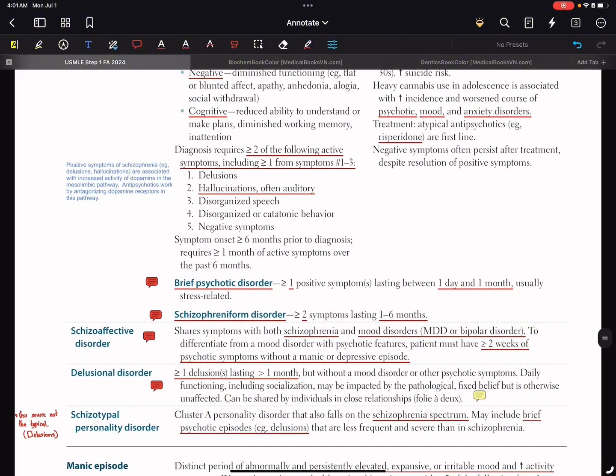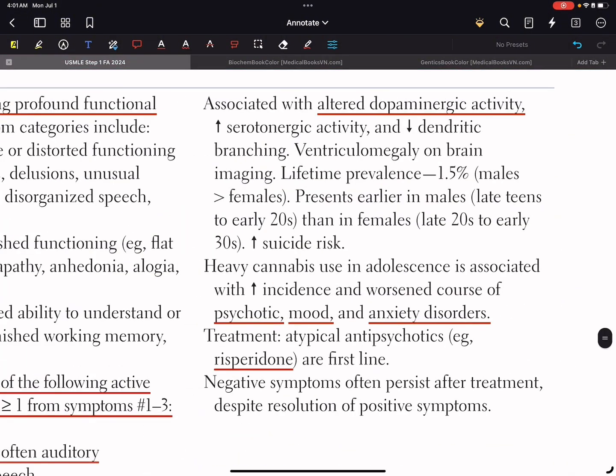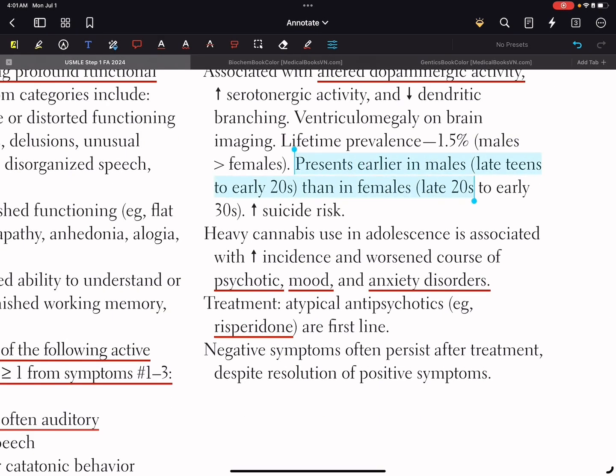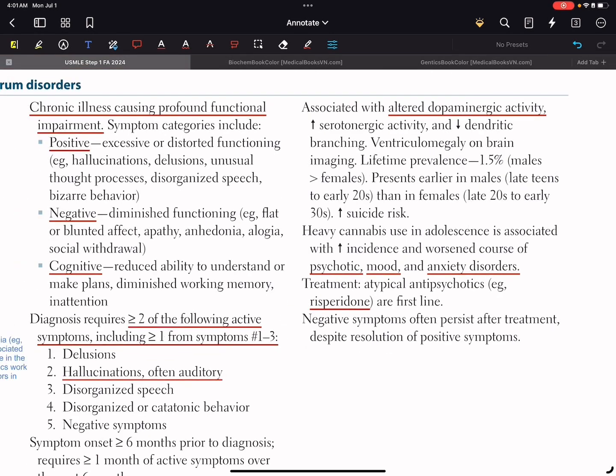Psychiatric disorder associated with anticholinergic activities. They ask you the pathway that is affected: increased dopamine in the mesolimbic system, increased cholinergic activity, and decreased dendritic branching. Ventriculomegaly on brain imaging. Lifetime prevalence 1.5, males more than females, presenting earlier in males, late teens to 20s, than in females, late 20s to early 30s. Increased risk of suicide. Heavy cannabis use in adolescents is associated with increased incidence and worsening course of psychotic mood and anxiety disorder. Treatment: antipsychotics such as risperidone are first line. Negative symptoms often persist after treatment despite resolution of positive symptoms.